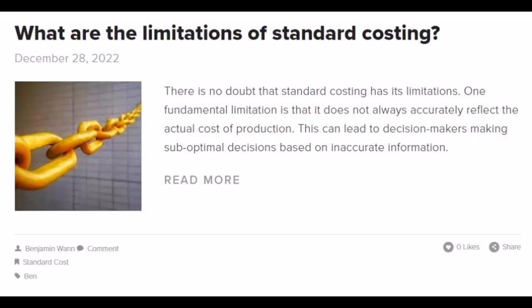In addition, standard cost does not always consider specific circumstances that may affect the company's costs. For example, if a company needs to ship its products by air instead of by sea, the additional shipping costs will not be reflected in the standard cost.